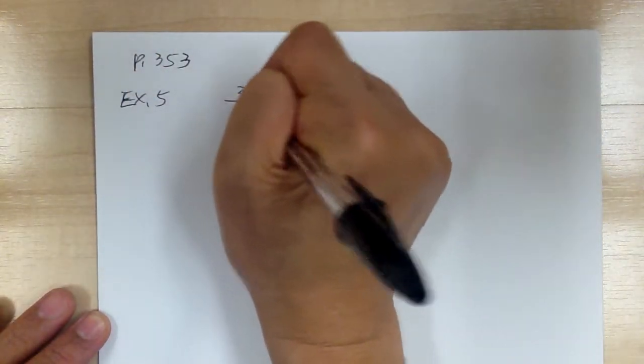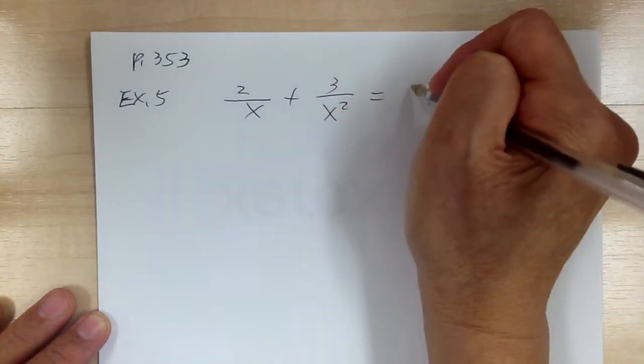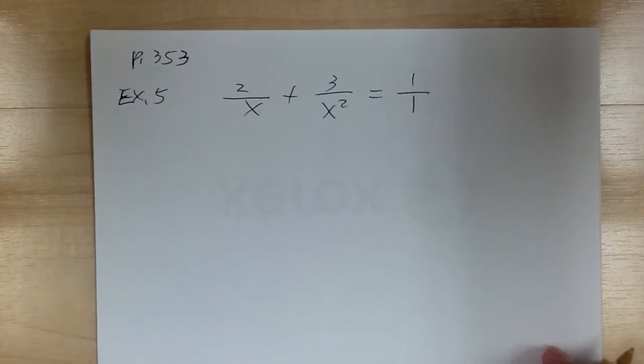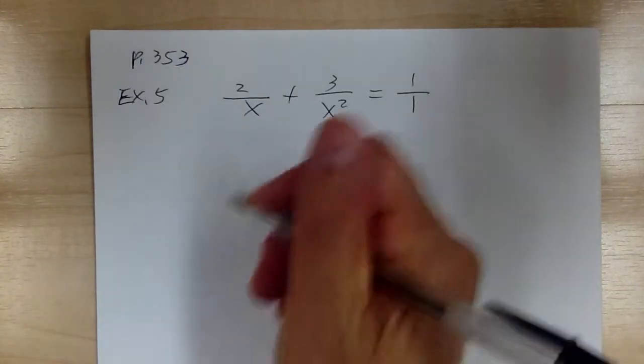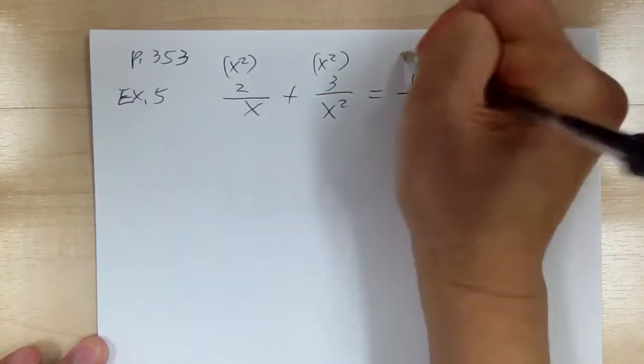You have 2 over x plus 3 over x squared equal to, I'm going to write 1 as a fraction, as 1 over 1. Okay. So you can go through the technique. So first, you have to multiply by the LCD. So it'll be x squared, x squared, x squared.